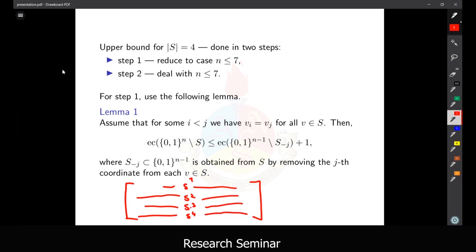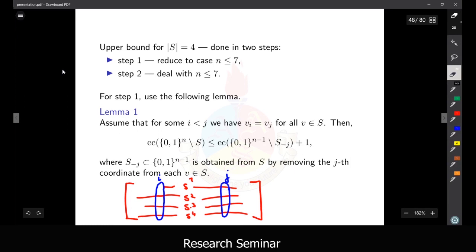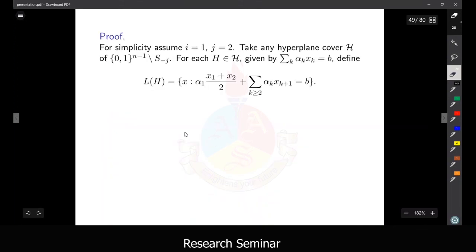So what we claim in lemma 1 is that if we find 2 columns which are identical, so this is i and this is j, then we can actually remove one of them and just go one dimension lower. I mean, to take one step down from n to n-1. So for simplicity, if we want to prove it, we can assume that i is equal to 1 and j is equal to 2. We can assume this because we can just permute the coordinates, and we essentially don't change anything by this.